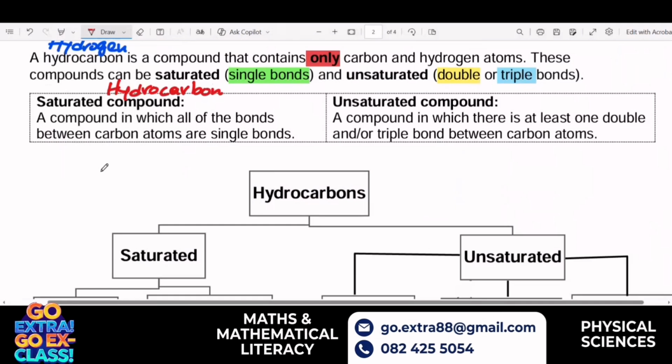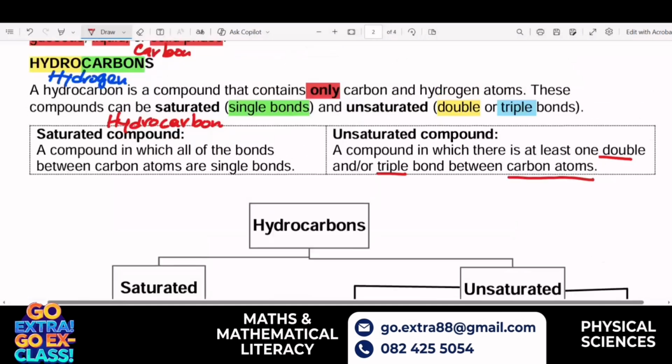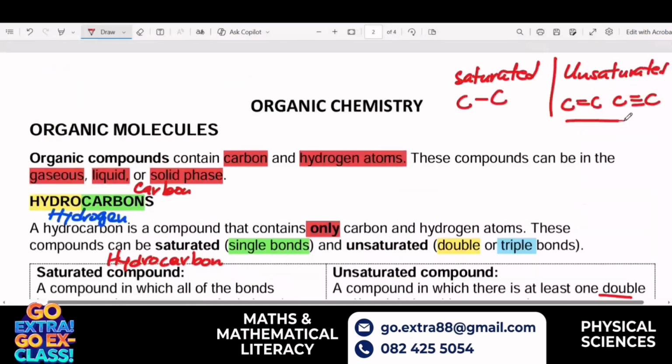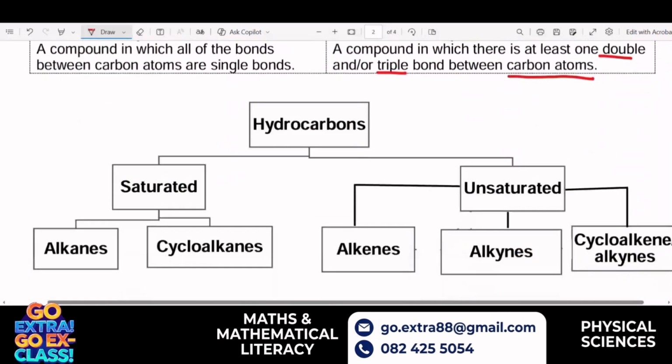Now, what are unsaturated hydrocarbons? We define them as compounds in which there is at least one double bond or triple bond between carbon atoms. As I've already mentioned, I've shown you the diagram at the top. These are unsaturated because of the double bonds and triple bonds between carbon and carbon. That's how we define unsaturated hydrocarbons.